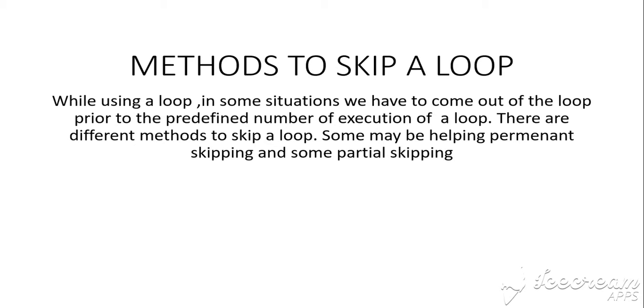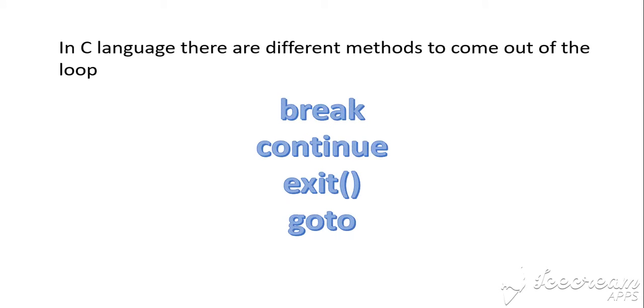In such situations, we have to come out of the loop prior to the predefined number of executions of the loop. And in C language, there are different methods to skip a loop. Some methods may help to skip the loop permanently, or some may be used for partial skipping of a loop. Let us see. In C language, there are different methods like break statement, continue statement, exit function, and goto statement. The purpose of goto statement we have discussed already in the previous videos. So the goto statement will not be discussed in this session.